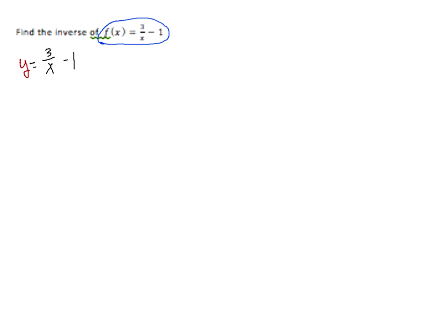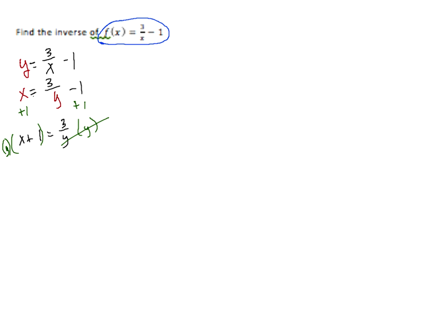I'm sorry, I've got to flip-flop my x and my y first. X equals 3 over y minus 1. Okay, now I'm ready to solve for y. Add 1 to both sides. X plus 1 equals 3 over y. I've got to get that y out of the denominator, so I need to multiply both sides by y.